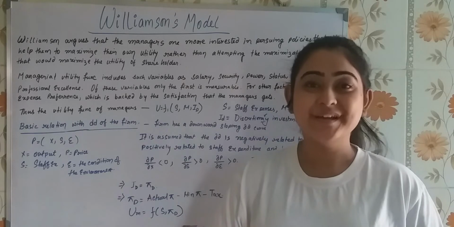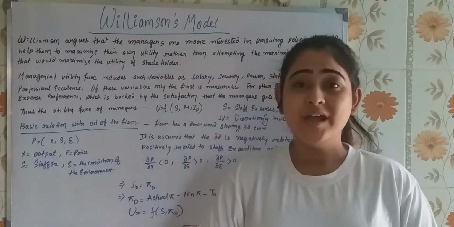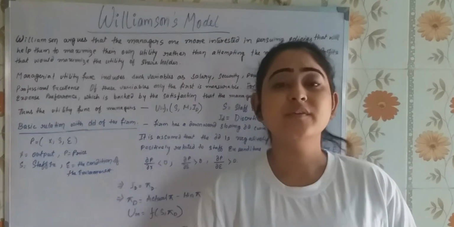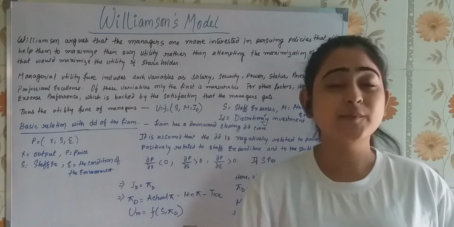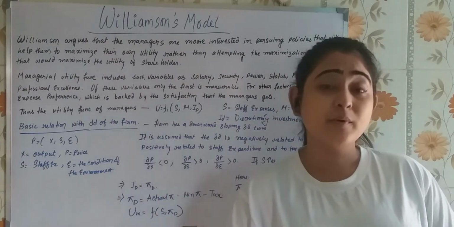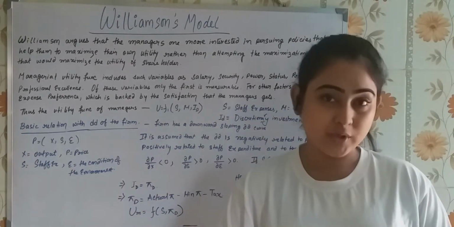Today our topic of discussion is going to be Williamson's Model. Now what is this? This is another type of firm's objective, right? We have already studied some of the objectives like profit maximization, Baumol's theory, then Marris hypothesis. Now we have come to this Williamson's model.